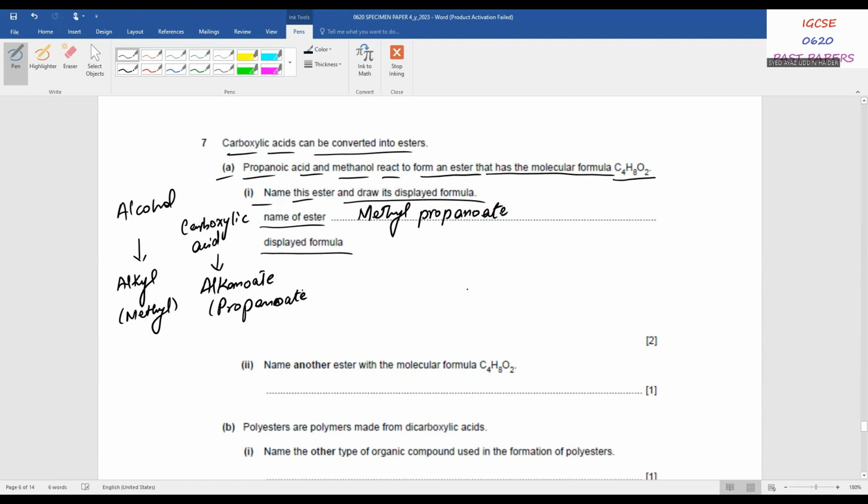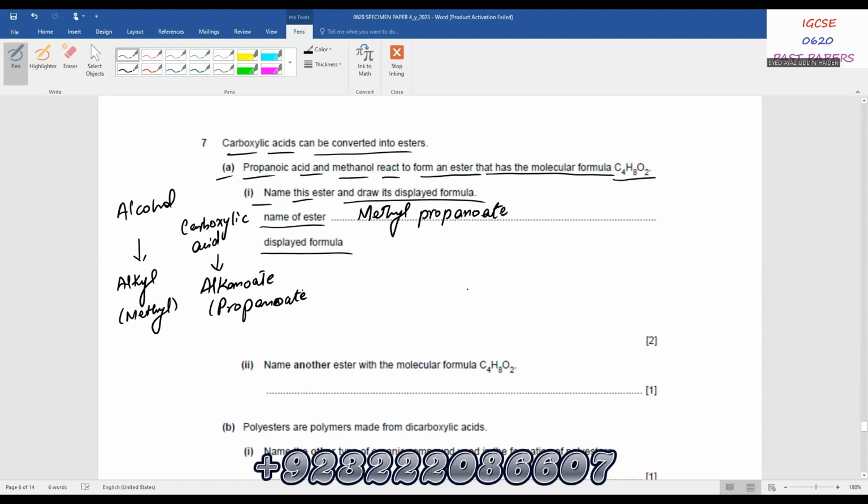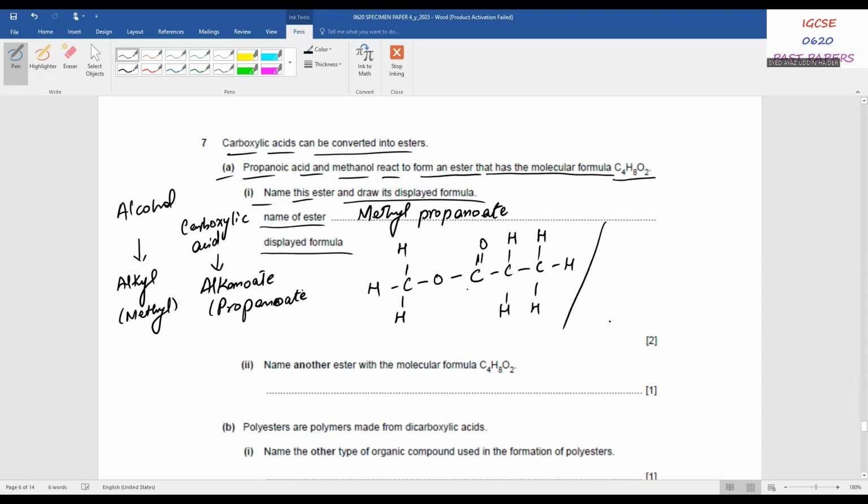Displayed formula. Now it's up to you if you want to start with methyl, you can start in this way. Now propanoate will be starting from this side. So you'll start with O. We have C double bond O, 1, 2, 3. This is propanoate. Now I'm placing hydrogen atoms. This is methyl propanoate. Alternatively, you can draw this in this way also: 1, 2, 3, O, C, H3.